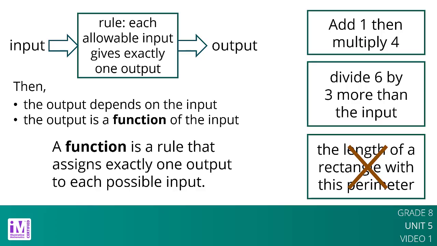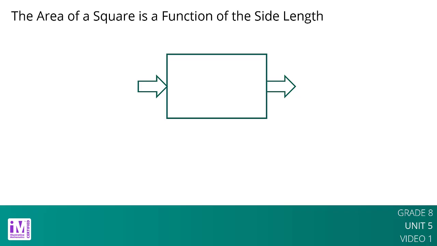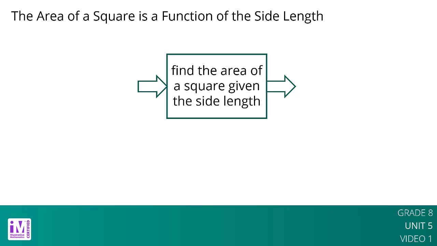Let's look at a different rule that is a function. The area of a square is a function of the side length because you can find the area of a square given the side length by squaring it. So when the input is 10 centimeters, the output is 100 square centimeters.